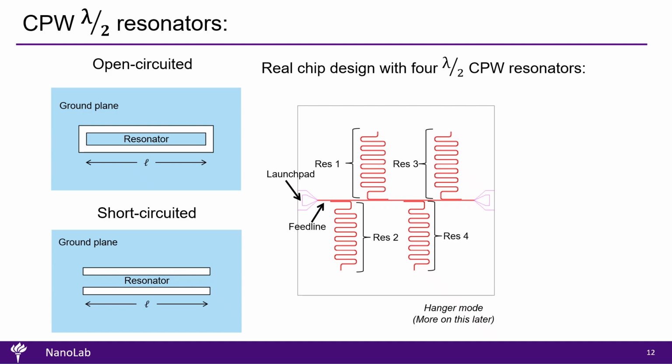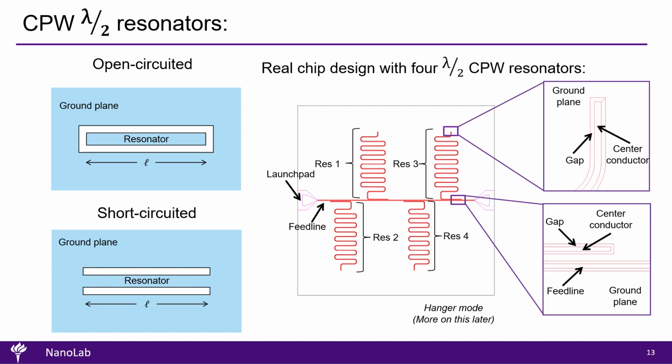For now, let us zoom in on resonator number 3. At both ends, we clearly see a gap between the center conductor and the ground plane. This identifies it as an open-ended half-lambda resonator.